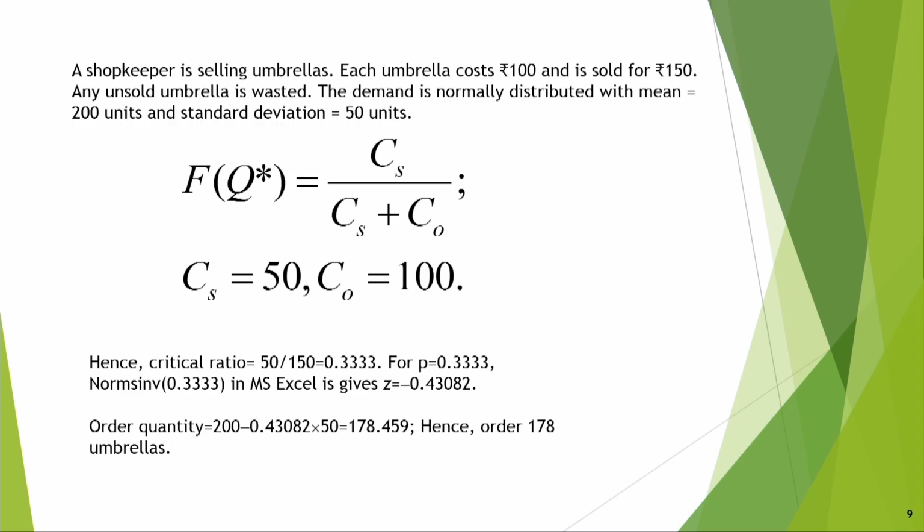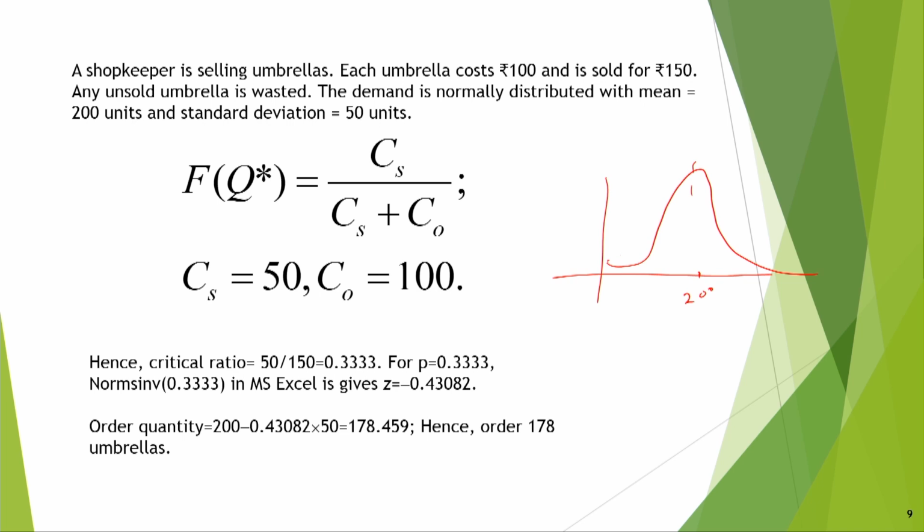Suppose you don't order, so there is no salvage value. You lose that 100 rupees. The demand is normally distributed with a mean of 200 units and a standard deviation of 50 units. So the demand has been given as a normal distribution, with the maximum at the mean of 200 units and a spread of 50 units.